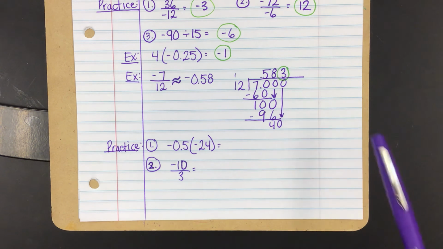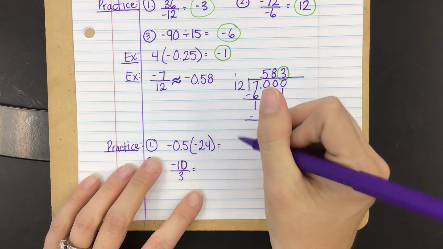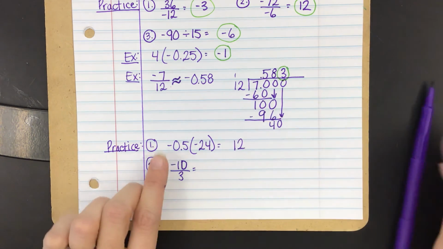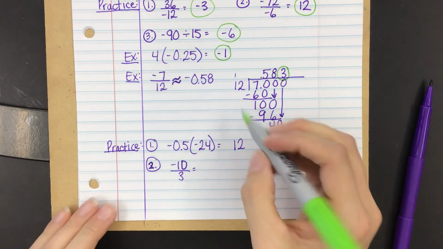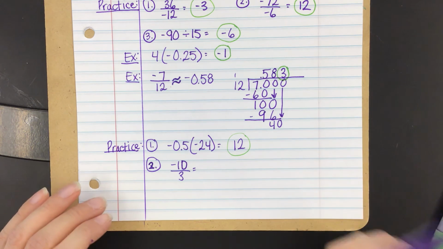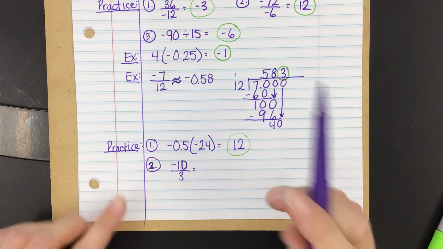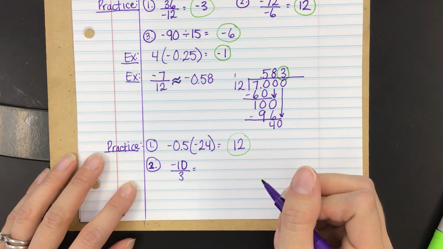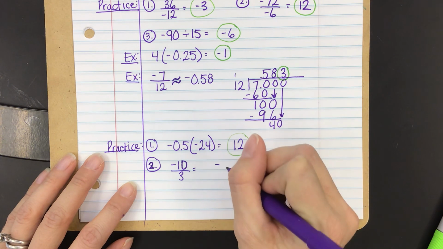What did you guys get for number 1? Good, Carson. What'd you say? 12? Yeah, and it's positive because a negative times a negative is a positive. Good. Okay, next one. Go ahead, Carson. Negative what?